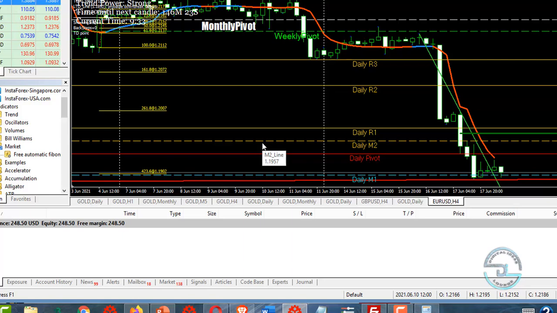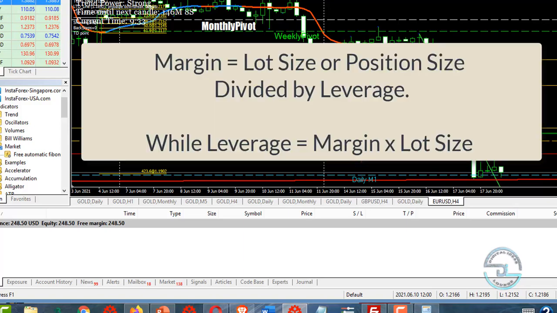Take note that to work out your leverage, you need to know the lot size and the current price, and use that to multiply and then divide to get the margin that you have in your trade when you place a trade. I trust that you understand what I've just explained.